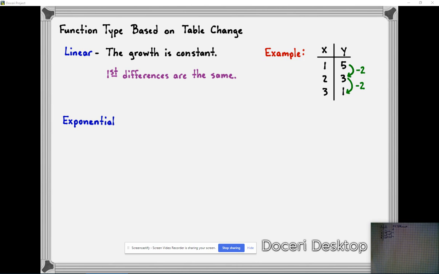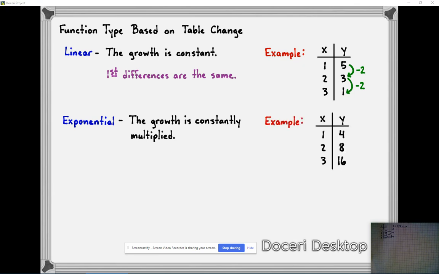For exponential, we would say exponential is a result of the growth happening as a result of a constant multiple. And so an example of this is as you see the x's increase constantly, we can see a pattern in the y values. Well, how do I get from 4 to 8? I add 4, but then from 8 to 16, I add 8. So you wouldn't say this is linear.